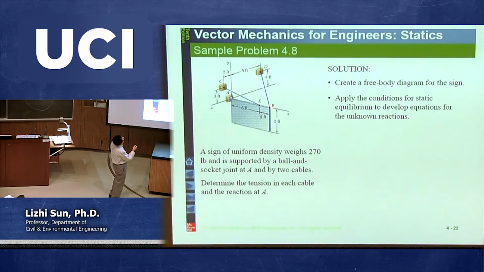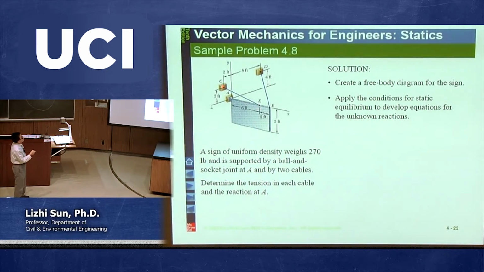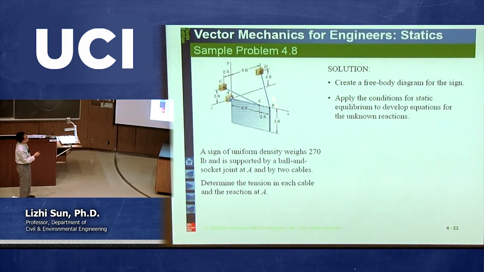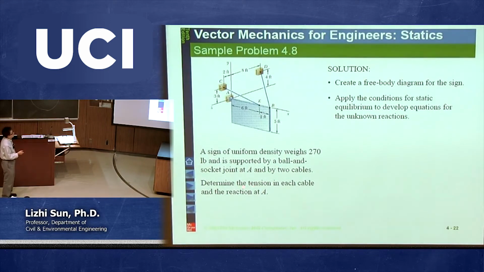Further, this rigid body is supported by two cables. One is at point E, one is at point B. So there's a cable BD, and there's another cable EC supporting this uniform sign. Obviously this is a three-dimensional setting, right? So we need to determine the tension in each cable and the reaction at point A. In other words, how can we calculate the magnitude of these two cable forces and also the reaction at point A?